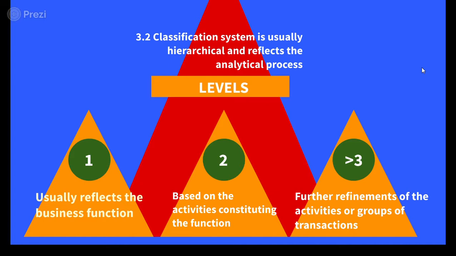A classification system is usually hierarchical and reflects the analytical process. We have three different levels. Level 1 usually reflects the business function. Level 2 is based on the activities constituting the function. For level 3 or more, meaning level 3 and above, further refinements of the activities or groups of transactions.